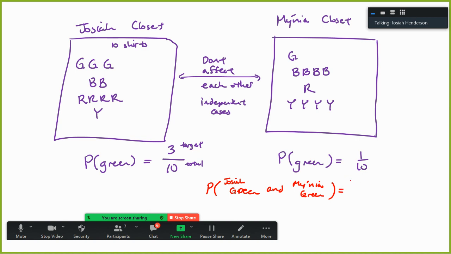Since they're independent, we simply multiply the two separate probabilities. So 3 out of 10 for mine, 1 out of 10 for Mania's. We multiply across the top and the bottom. So 3 out of 100 chance that we both pick our green shirts today. So in the red, I'm just using the multiplication rule for independent events. Okay. We good so far?